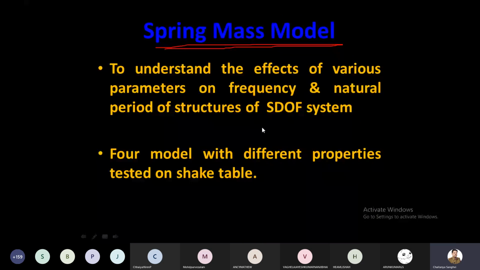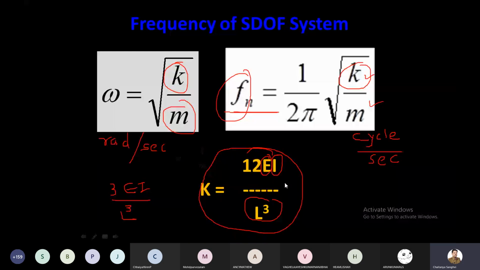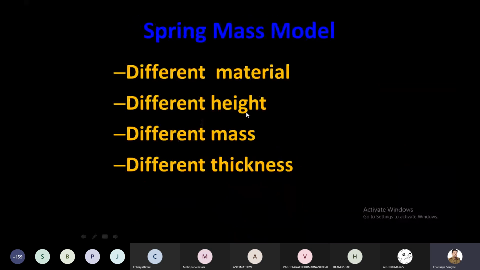And what we said is that your frequency depends on how many parameters? It depends on mass, elasticity, moment of inertia and the height. So we prepare four models to study the effect of individual things. We change the material, which means we are studying the value of E. What is the effect of E on vibration?